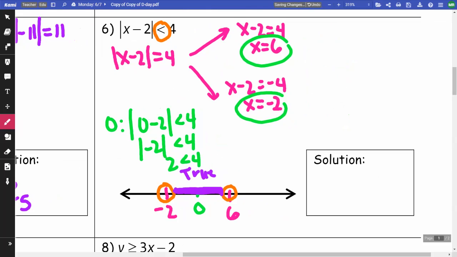I shade in between. Now, the way I write that answer when it's these in between ones, start with your smaller number. Less than or equal to if it had a solid dot. X, and again, still less than 6. Those inequalities need to point the same direction.